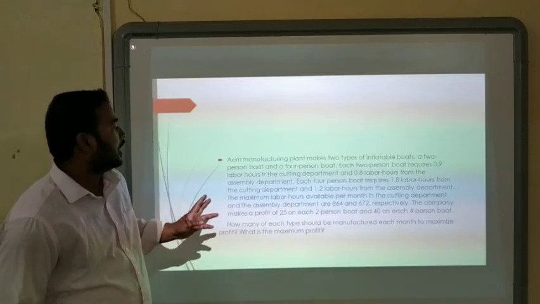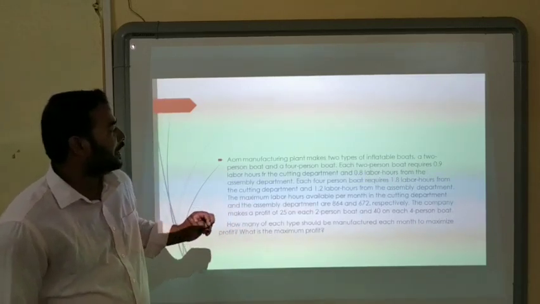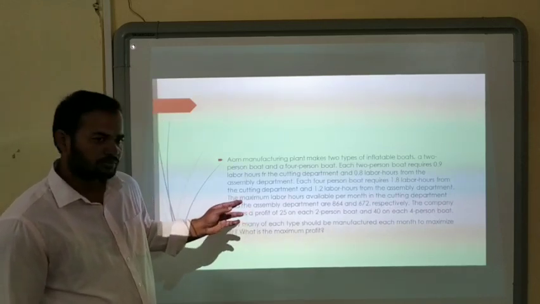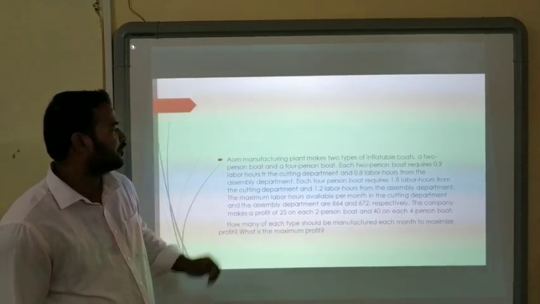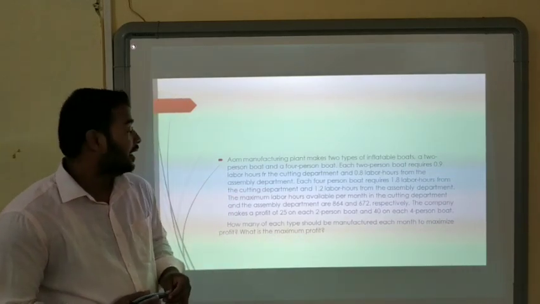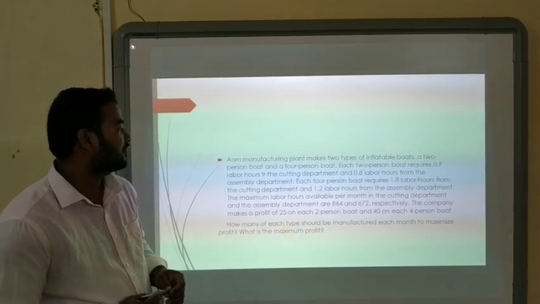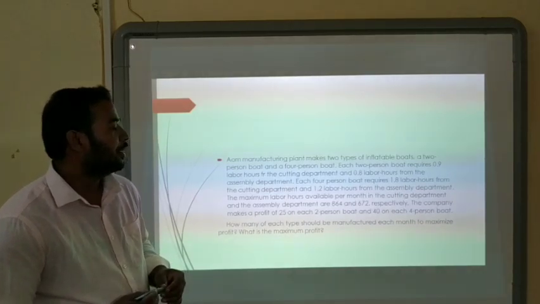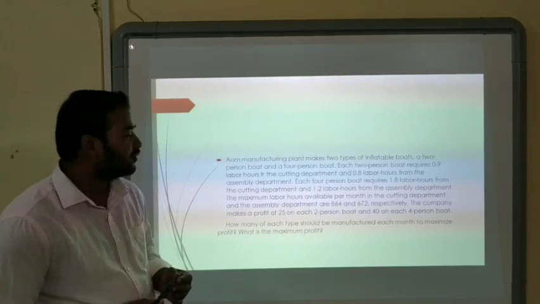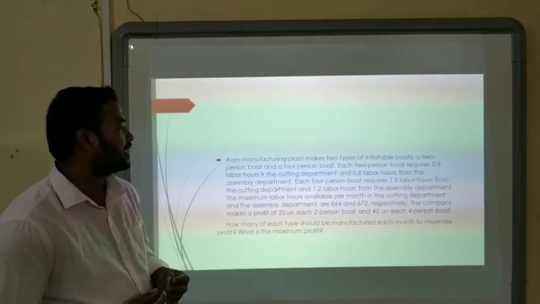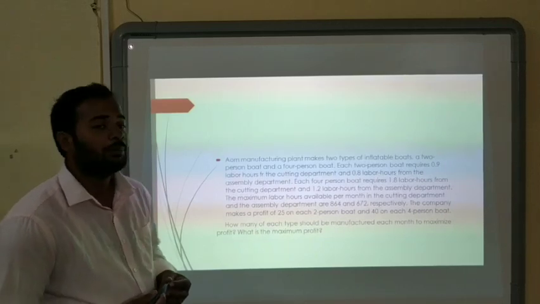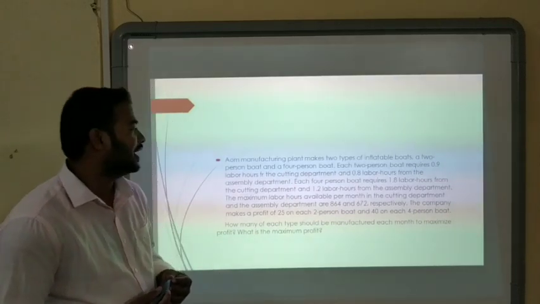Here a home manufacturing plant makes two types of inflatable boards, a 2-person board and a 4-person board. Each 2-person board requires 0.9 labor hours from the cutting department and 0.8 labor hours from the assembly department. Each 4-person board requires 1.8 labor hours from the cutting department and 1.2 labor hours from the assembly department.